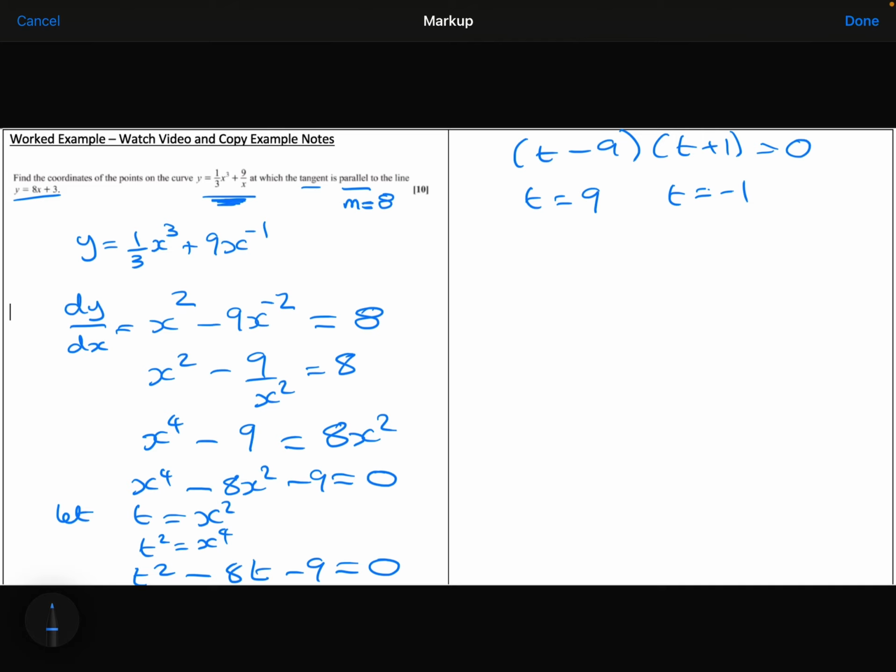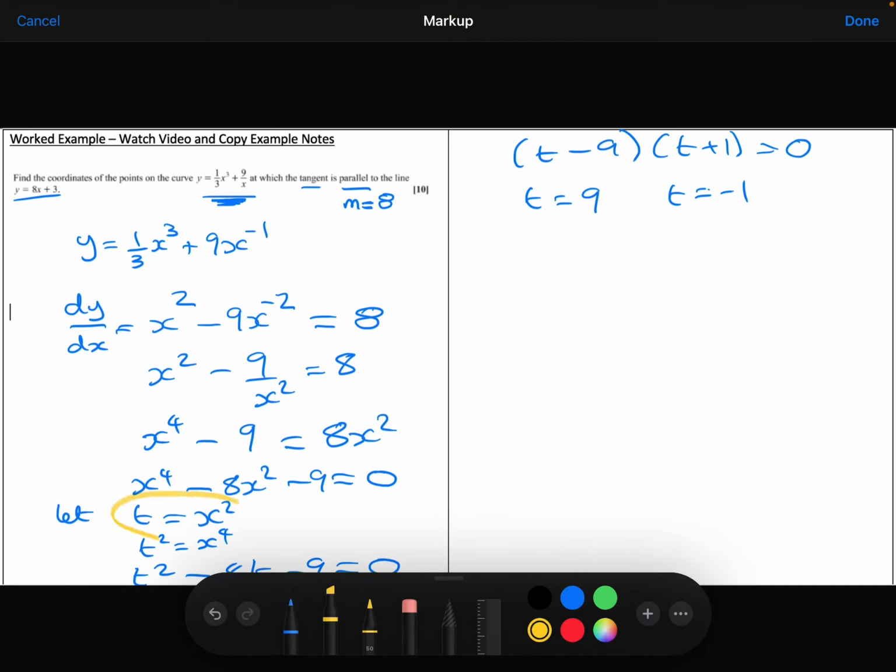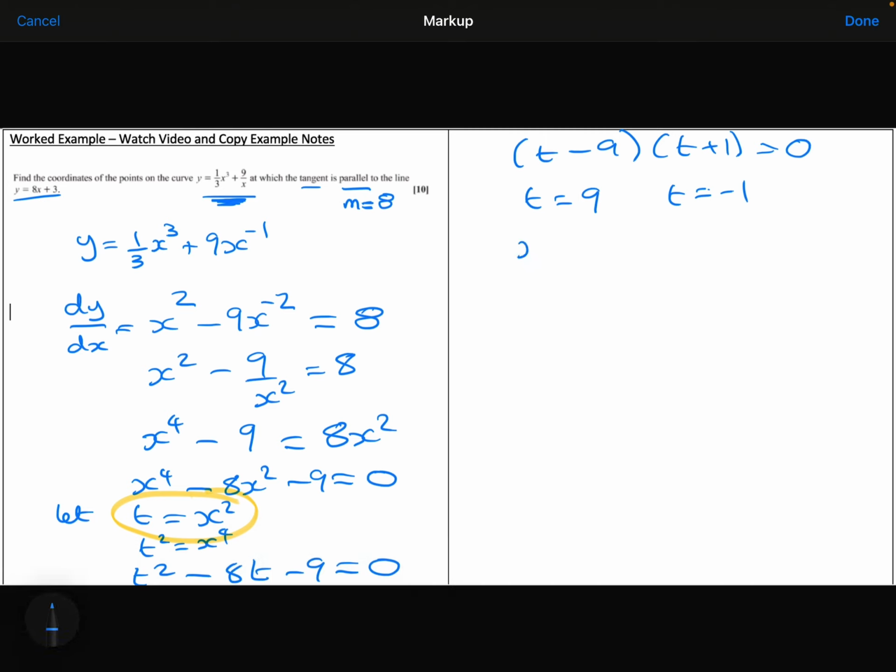Then just remember what t was, because that was just a parameter that I made up. t was equal to x squared. So let's swap that back. So x squared is 9, or x squared is minus 1. So square rooting, the square root of 9 is either 3 or minus 3. The square root of minus 1, well, there's no real solutions for that, so I don't need to worry about that. So I know that x is either 3 or minus 3.